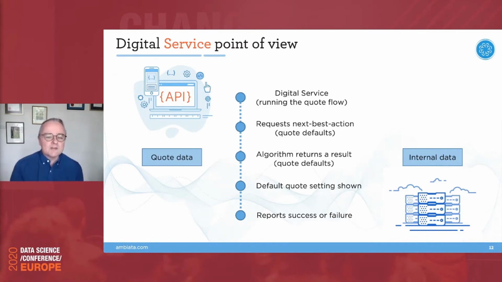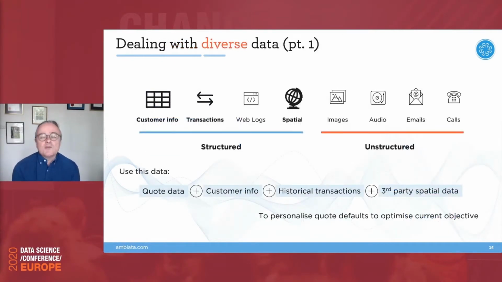The quote is then set and shown to the person, and the digital service then reports success or failure. Now, I'm going to build this out as we go, but the first question we've got to ask is, what sort of data do we have and how do we process it?